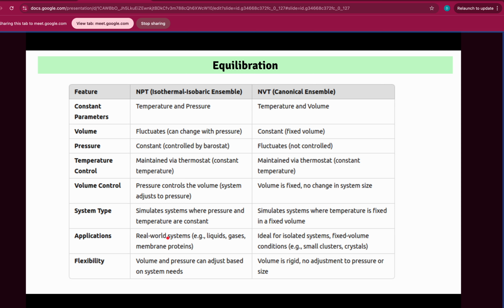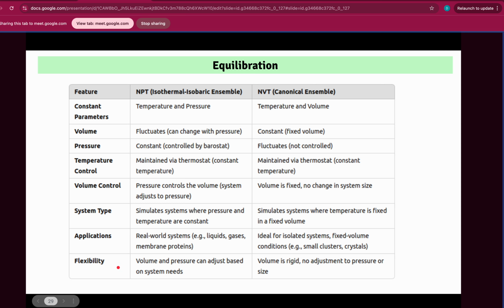Applications: NPT suits real world systems, liquids, gases and membrane proteins, whereas in NVT we look at isolated systems. That might not always be the case in a natural scenario, because I am making the environment isolated. I am not allowing my protein to undergo change in the presence of the solvent or the ligand, because volume is fixed. So this is helpful in isolated studies or fixed volume conditions.